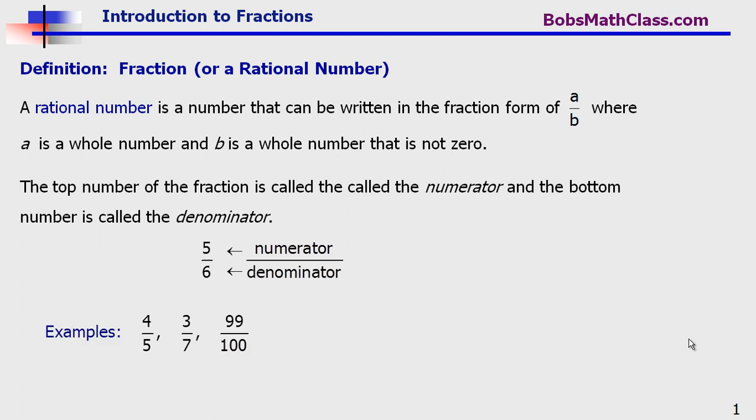Okay. The top number of the fraction is called the numerator, and the bottom number is called the denominator. Here are some examples of fractions. Again, the top number is called the numerator, and the bottom number is called the denominator.